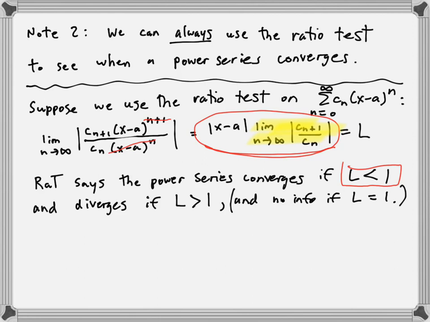So here are the cases for this limit, okay? Let's talk about this mini limit here that I just highlighted. So there are 3 cases. Either that limit is 0, or it's infinity, or it's somewhere in between, right?